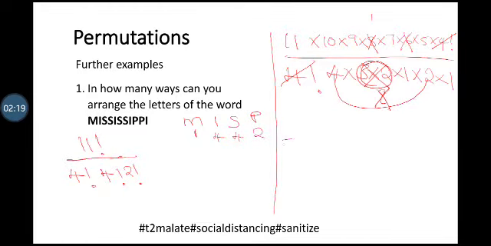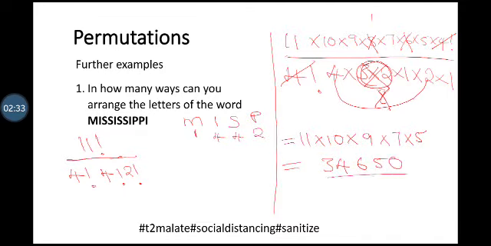So what's left is 11 times 10 times 9 times 7 times 5. And this will give us 34,650. So there are 34,650 ways in which you can arrange the word Mississippi.